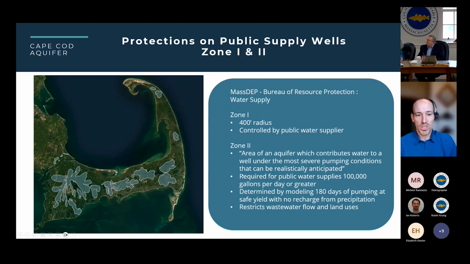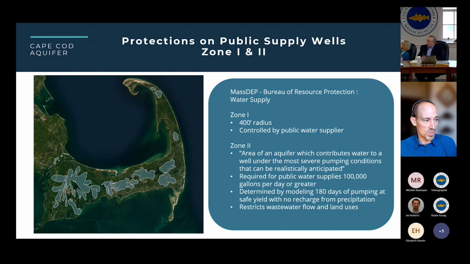And so to go into a little more detail on those zone 1, zone 2 protections for public supply wells: those are managed through Mass DEP, through the Bureau of Resource Protection's Water Supply Division. Public supply wells are required to have a zone 1, which is a 400-foot radius around the well, which works out to roughly 11 acres. And that has to be controlled by the public water supplier. So that is the highest level of control over that immediate area around a supply well that is serving a community.